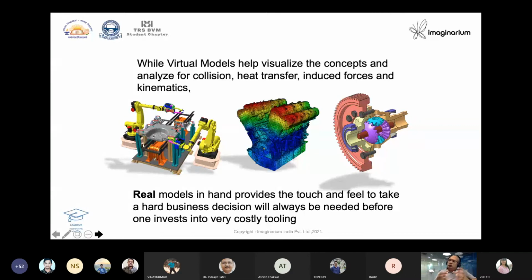But when you go to somebody who is financing, your boss or the company head or the venture capitalist, and say, sir, I have done this, it works perfectly fine on the computer, please fund me, will they fund you? No, they will not fund you. Because what you have thought through, they cannot see. And they are not sure whether it works or not. What you see is a virtual model on the computer. So they would insist on a real model.